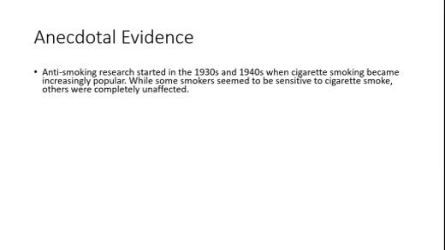All right, anecdotal evidence. Anti-smoking research started in the 30s and 40s. Cigarette smoking was growing in popularity. So around the 30s and 40s, more and more people were smoking because it was cool to smoke. Might have also had something to do with prohibition. But some smokers seem to be more sensitive to the cigarette and cigar smoking than others, and some were completely unaffected. Okay, so that's just kind of some background.